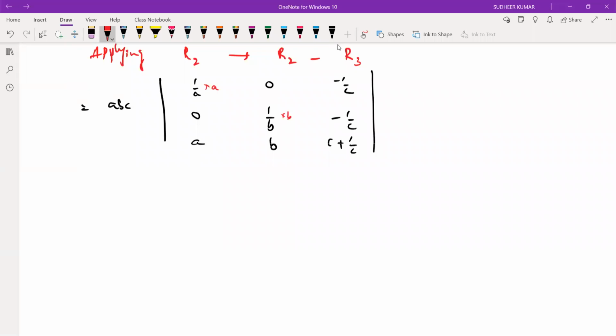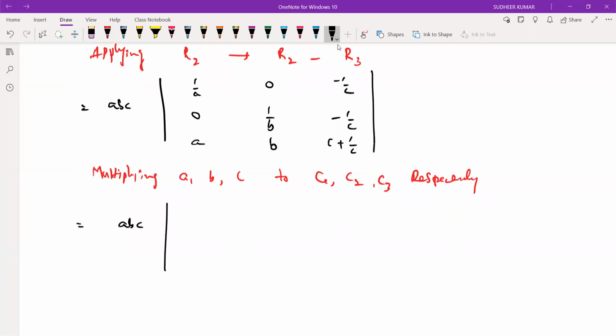So let us multiply C1 by A, C2 by B, C3 by C. So multiplying A, B, C to C1, C2, C3 respectively, then we get this result as ABC times of 1 by A into A. This is A, 0 into A is 0, A into A is A square.